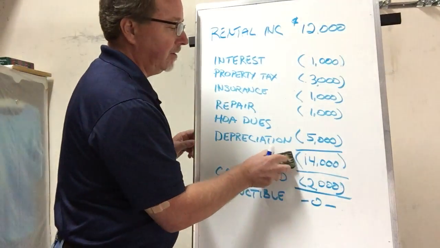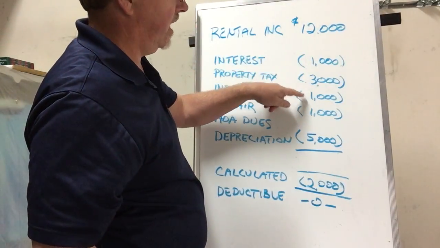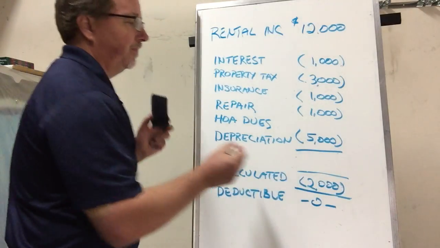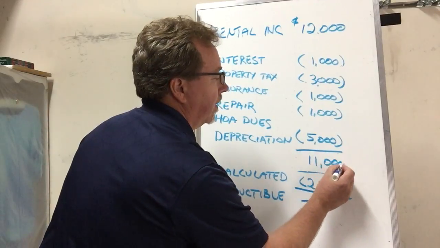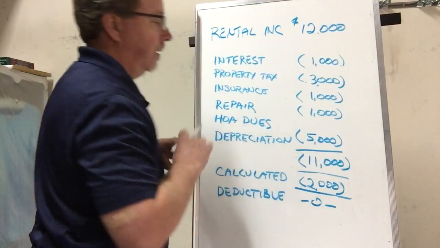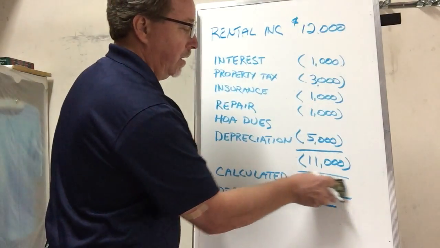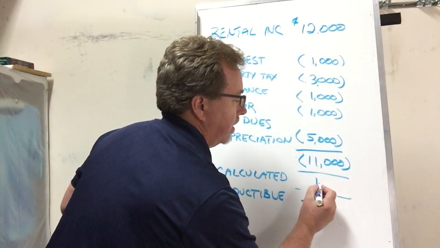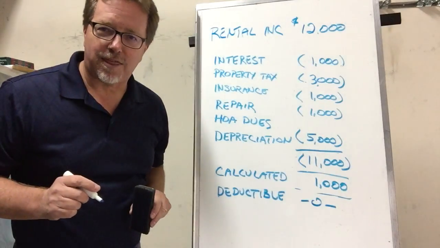So what are your expenses now? Well, your expenses are 1, 4, 5, 6, 11. Your expenses are 11 grand. Let's put an 11 here. 11 grand of expenses. 12 grand came in the door. So you have a calculated profit now of $1,000. Are you going to pay tax on the $1,000?